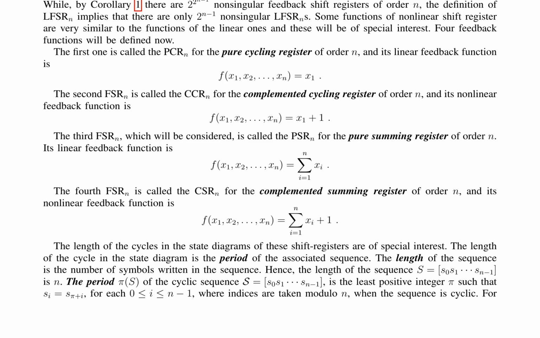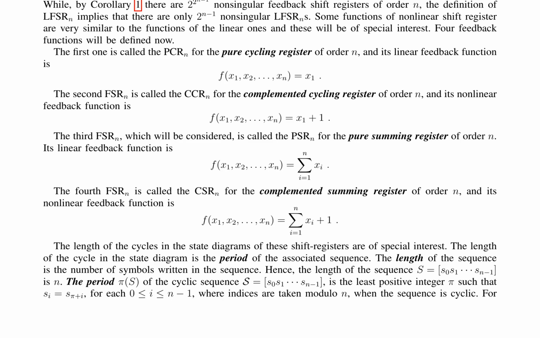The PCR, pure cycling register of order n, with linear feedback function f(x_1, x_2, ..., x_n) = x_1; the CCR, complemented cycling register of order n, with nonlinear feedback function f(x_1, x_2, ..., x_n) = x_1 + 1; the PSR, pure summing register of order n, with linear feedback function f(x_1, x_2, ..., x_n) = Σ_{i=1}^{n} x_i; and the CSR, complemented summing register of order n, with nonlinear feedback function f(x_1, x_2, ..., x_n) = Σ_{i=1}^{n} x_i + 1.